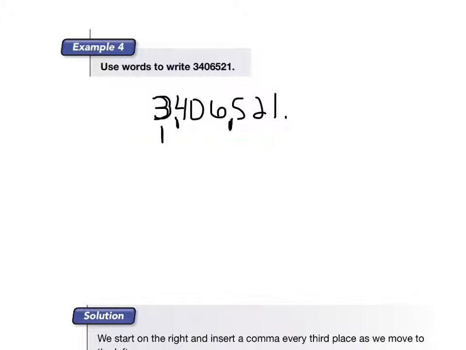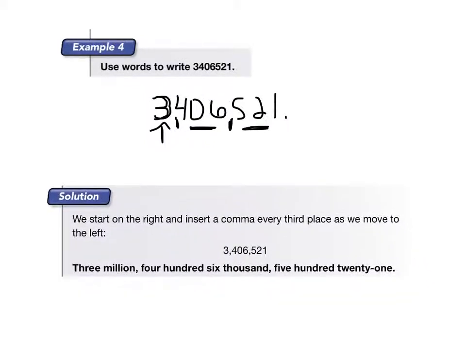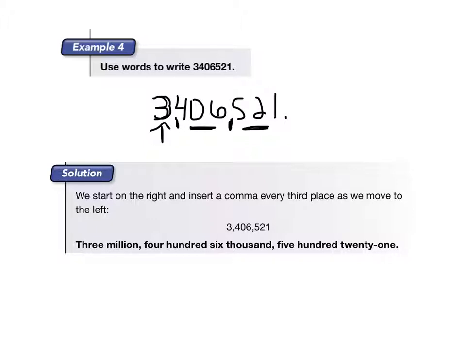So this number right here is in the millions place. And these are thousands, these are hundreds. So this number down here would be 3 million, this is our solution down here, 3,406,000, that's this, 406,521. And notice they hyphenate the 21.